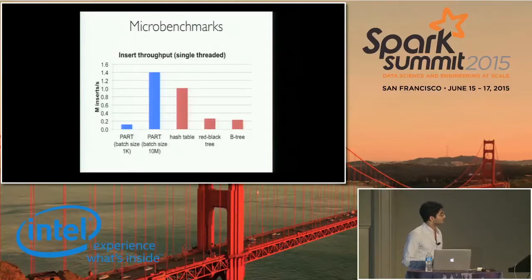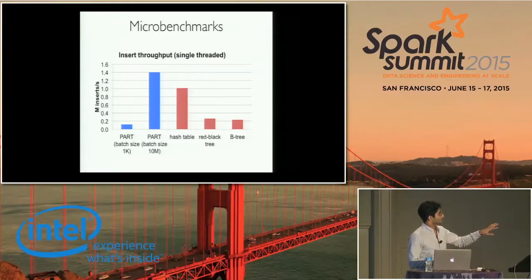So here's what this gives you. The point of this is to show that the performance and efficiency of PART are competitive with mutable data structures while providing this extra immutability. Here we're comparing PART against this mutable hash table, the C++ STL hash table, and a red-black tree and a B-tree, also in C++.